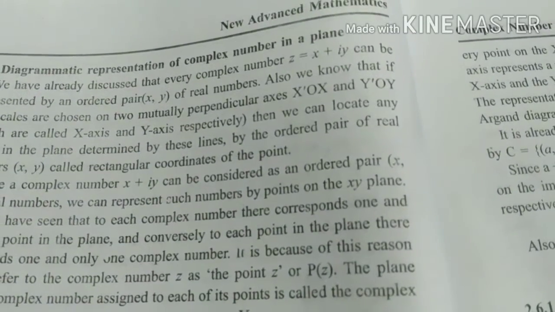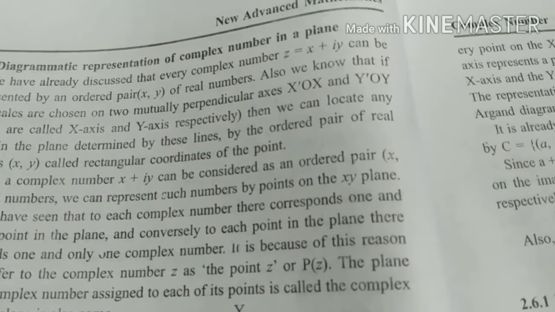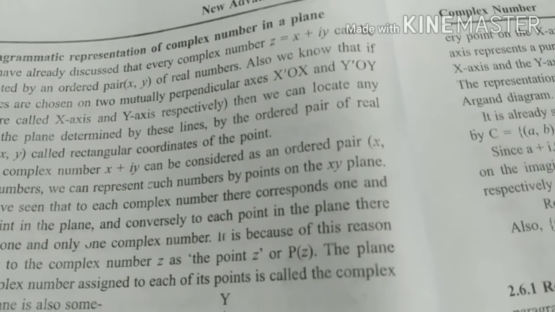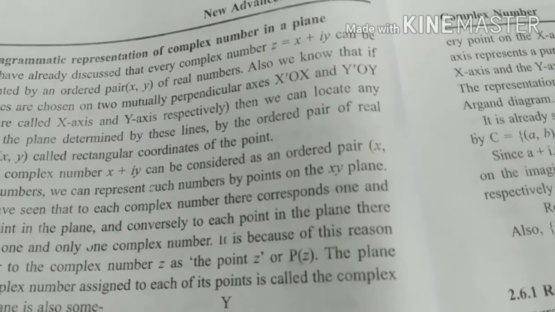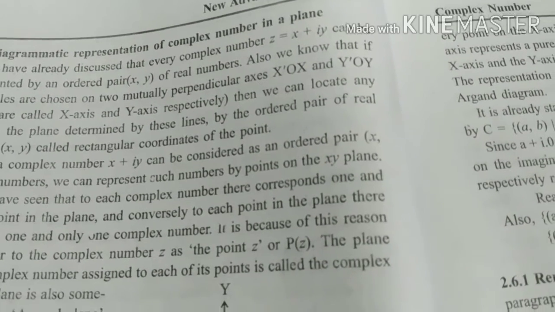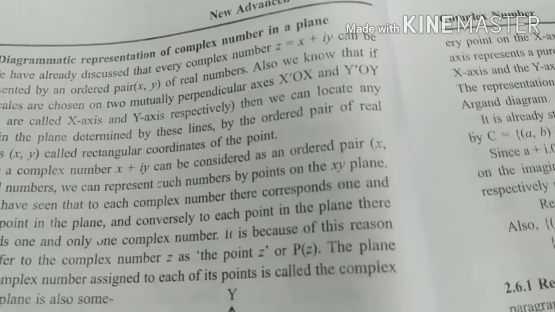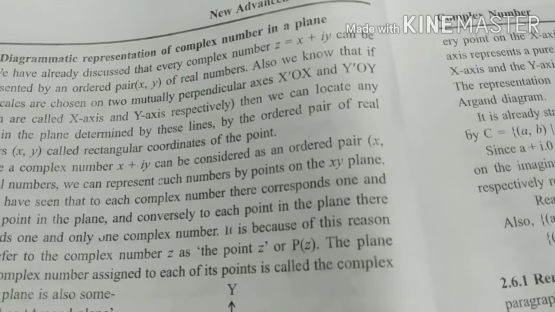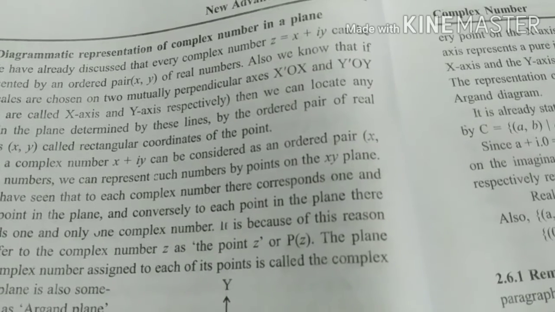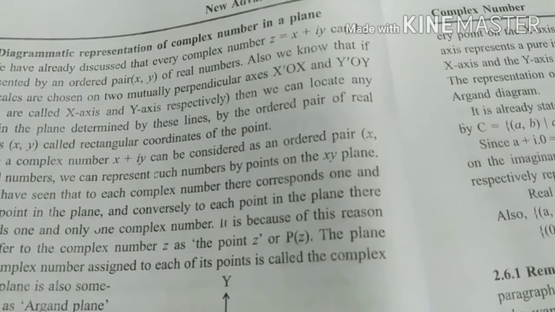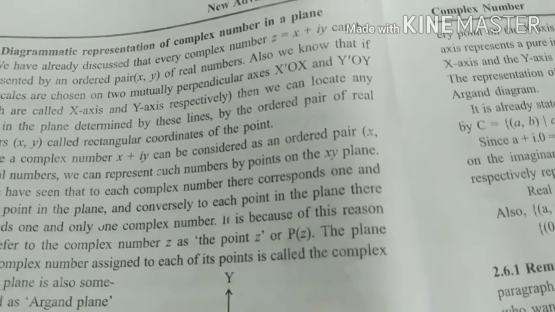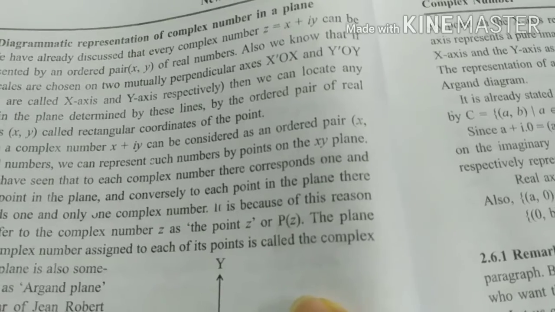Now, since a complex number x plus iy can be considered as an ordered pair (x, y) of real numbers, we can represent such numbers by points on the xy plane. Thus, we have seen that to each complex number there corresponds one and only one point in the plane, and conversely to each point in the plane there corresponds one and only one complex number.